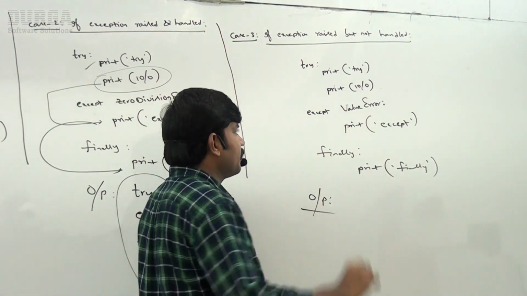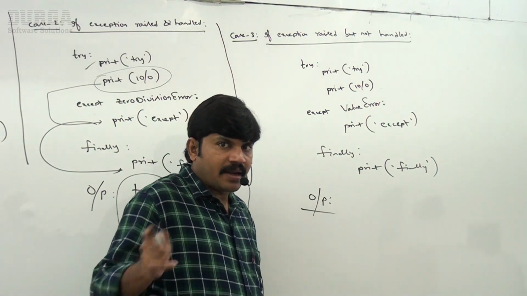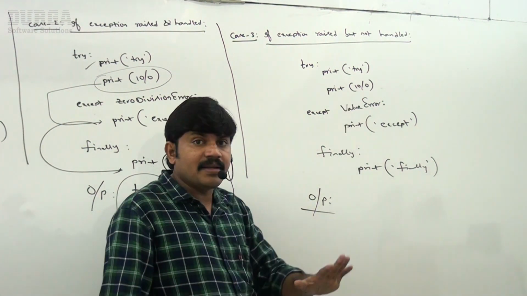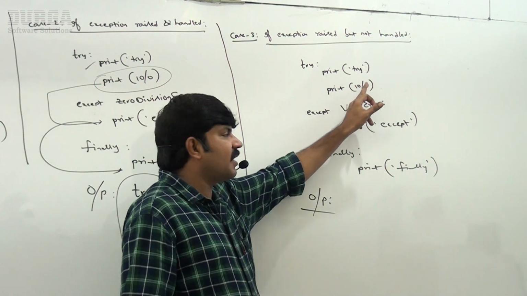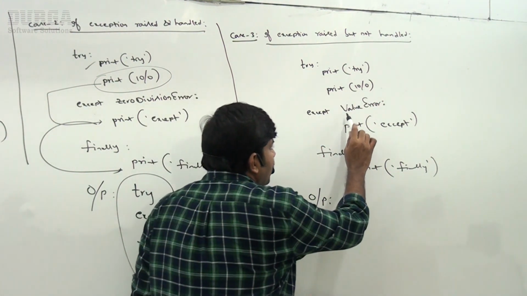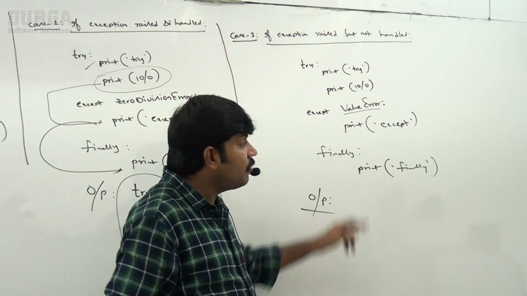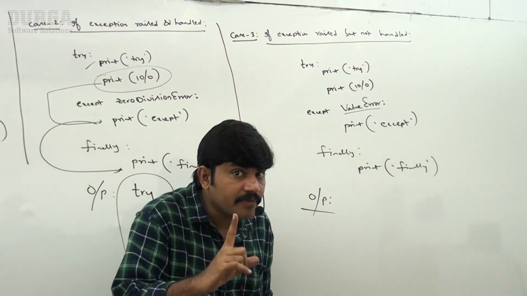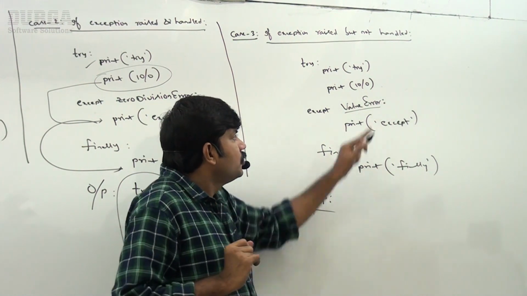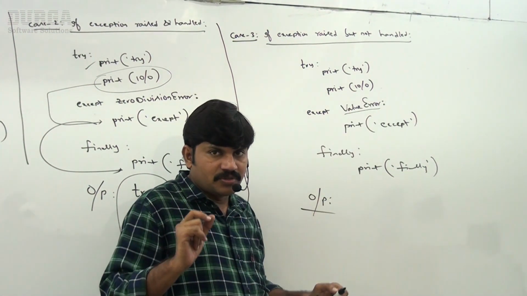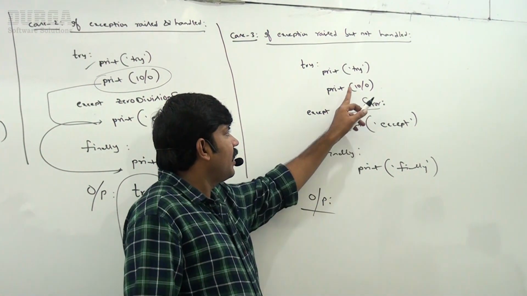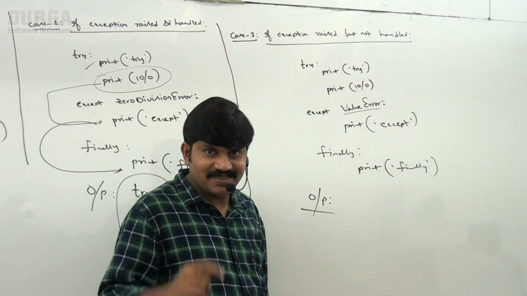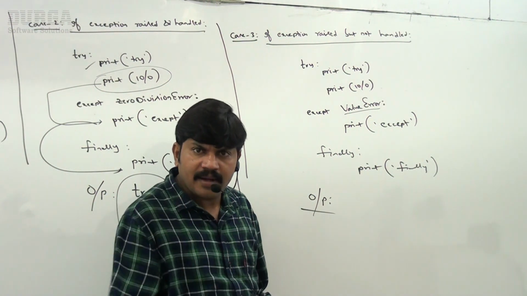Very, very important. An exception got raised, but not handled, because ZeroDivisionError came, but the available except block is for ValueError. Suppose you are having a heart problem, but the available doctor is not a heart specialist. He can't handle the situation.